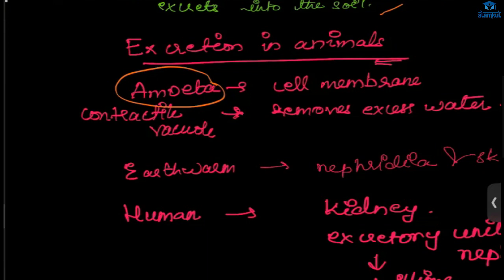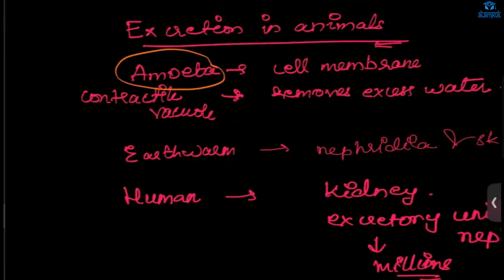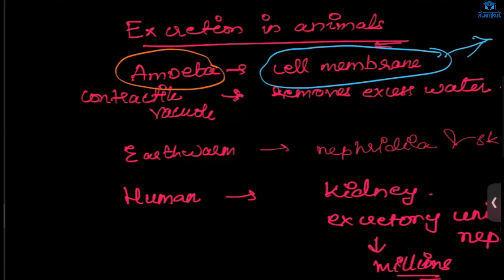What about them? Amoeba, it is very simple. They are only single-celled organisms. They have a cell membrane, and through that they remove the waste product. Then the contractile vacuole. What is that? It is a vacuole, and its main function is to remove excess water.